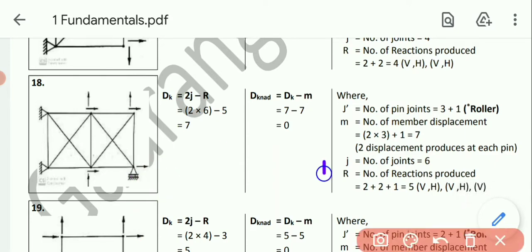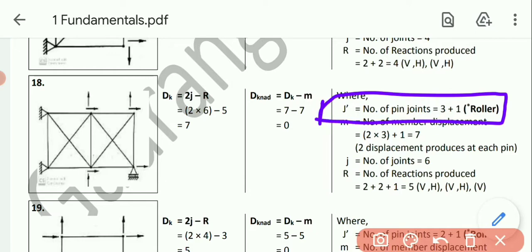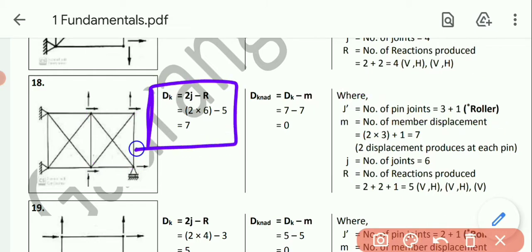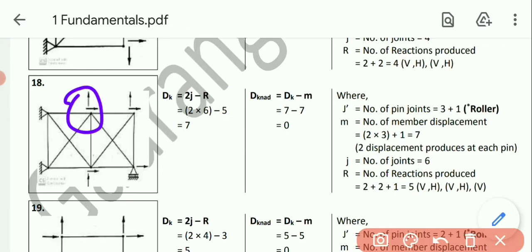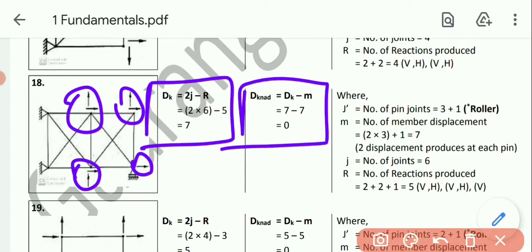So J, the number of joints, is 6, and J dash, the number of pin joints, will be 1 2 3 plus 1, that is 4. That one is the roller, I have shown over here. Now talking about Dk, twice J minus R, J is 6 and R is 5. So twice J, that is 12, minus 5, answer is 7. 7 means 3 2 2 2 and 1, that is Dk. Dk minus M, M is 7, so my answer is 0.